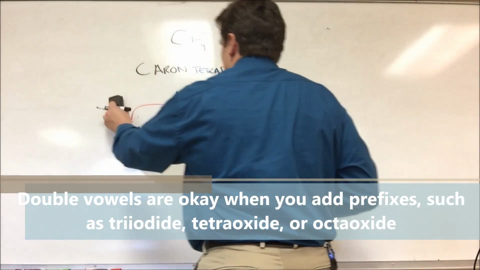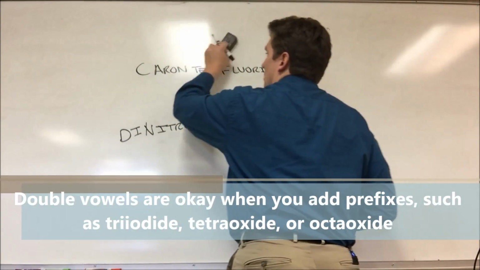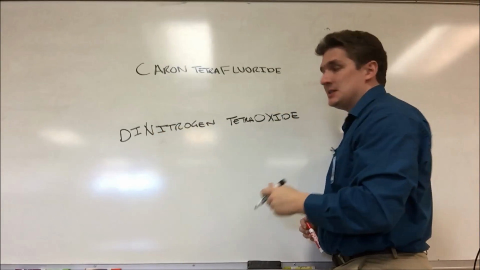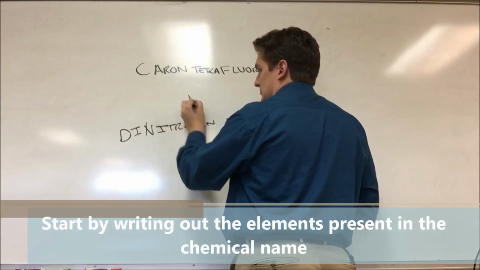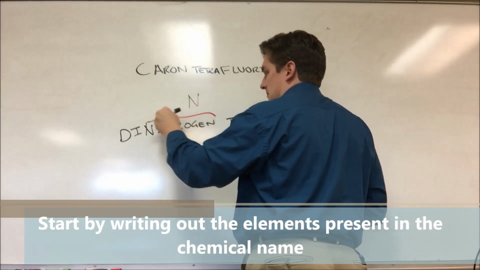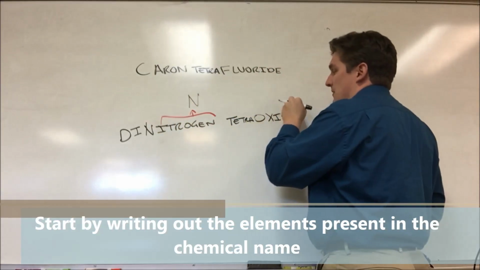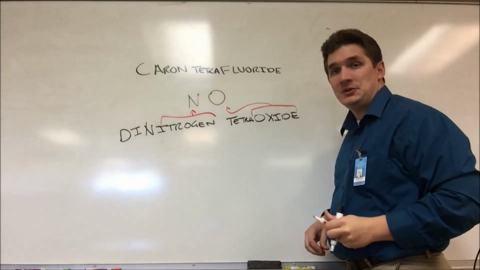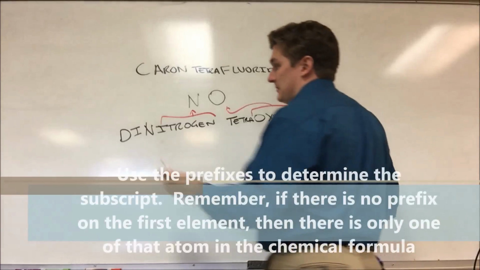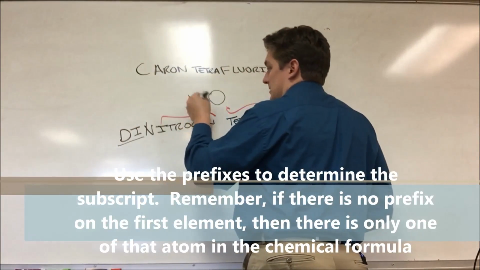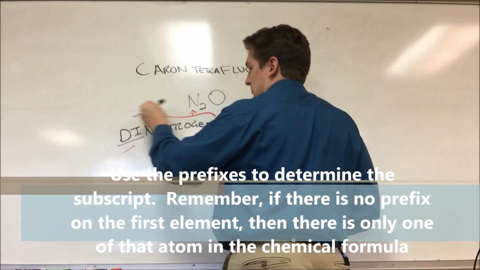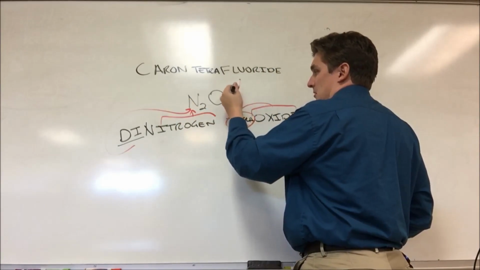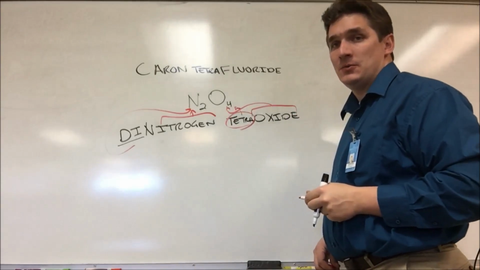We reverse the naming. Again, all we're going to do is read off the chemical formula. So if we have dinitrogen tetraoxide, we know we have nitrogen, because nitrogen's in the name. And we know we've got oxygen because we got that oxide. Now we're going to use the prefixes to tell us how many of each of the atoms we have. So for the di, we've got 2. And for the tetra, we now have 4. So N2O4.